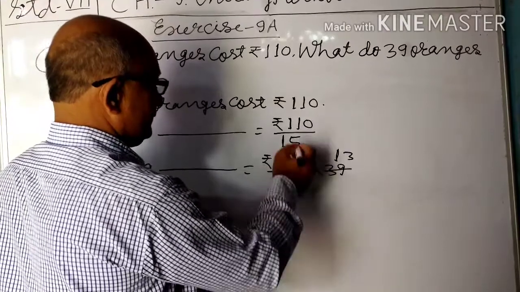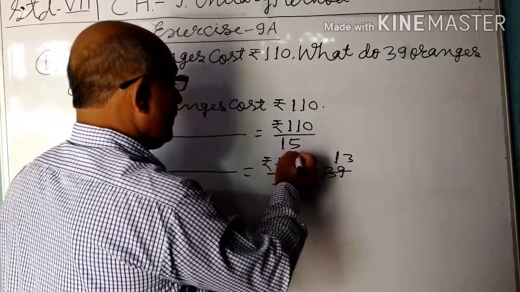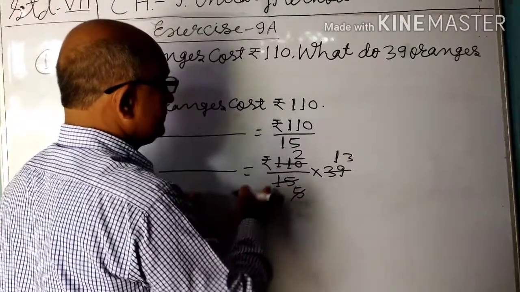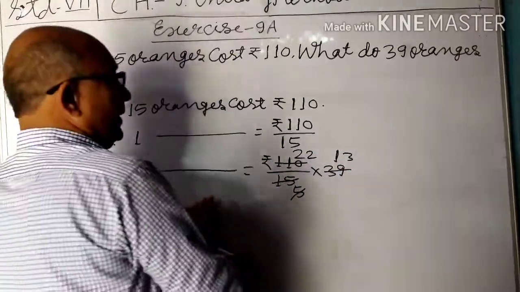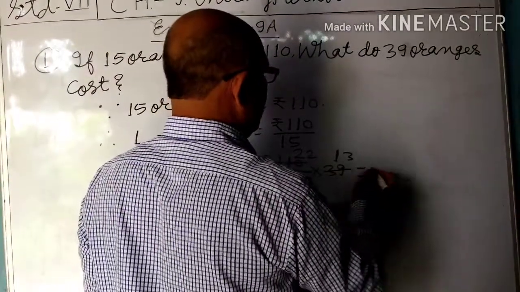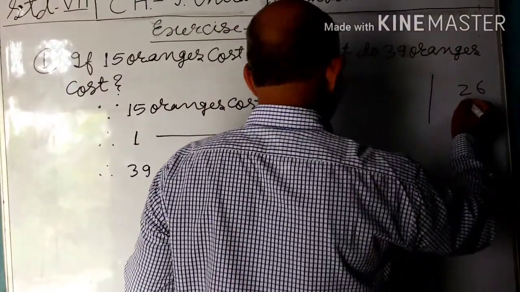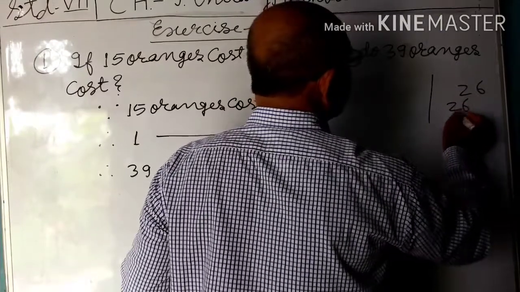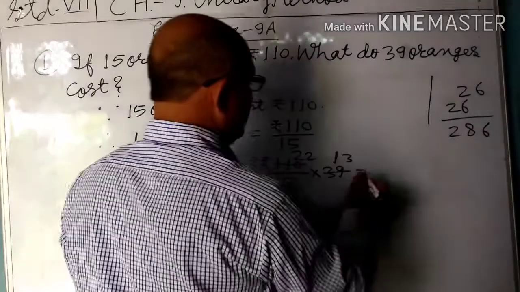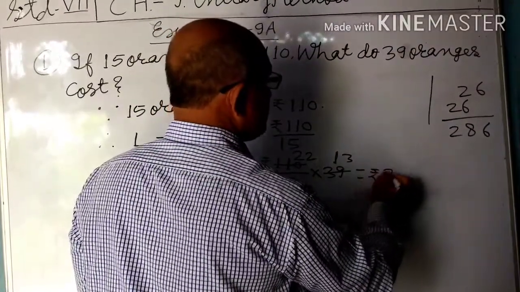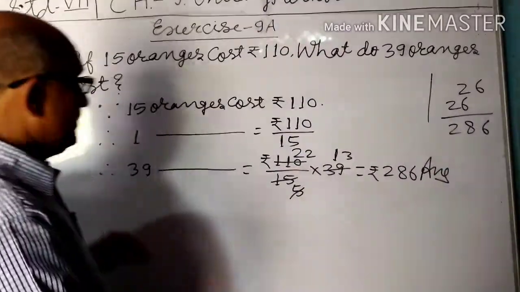Now find 110 divided by 5. 5 twos are 10. So 22 multiplied by 13. 13 twos are 26, 6 plus 2 is 8, 286. Rupees 286 is the answer. Next method is the variation method.